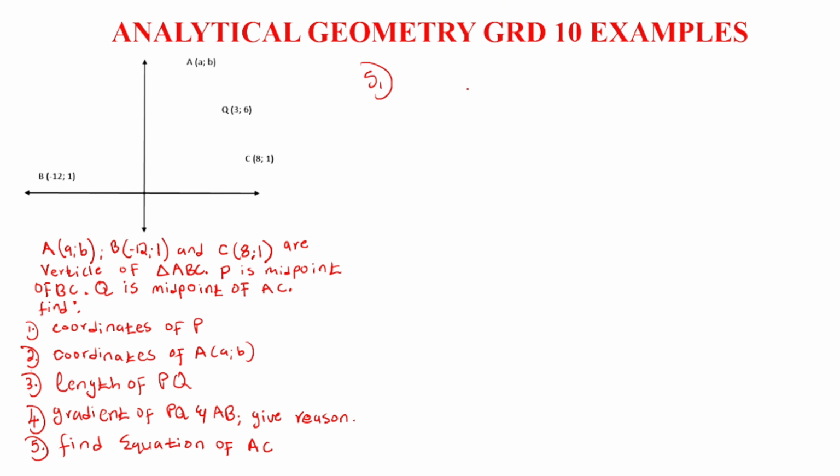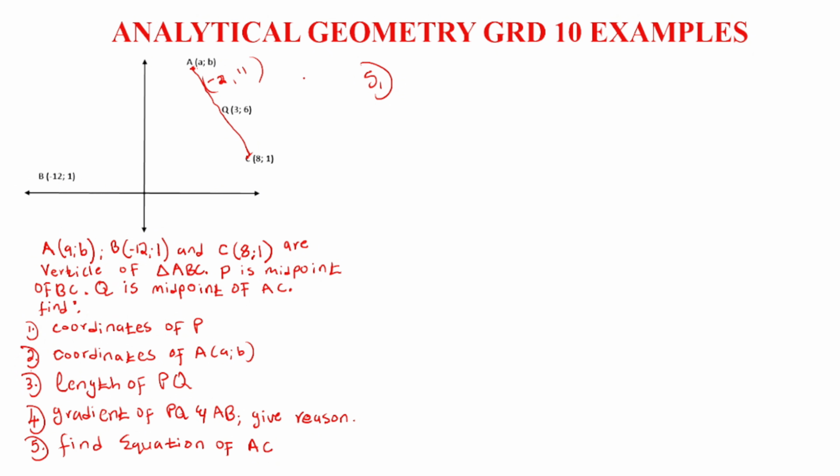Number 5 says find the equation of AC. So this is the line here, AC. We need to find this equation. We know the coordinates of A. We said the coordinates of A are (-2; 11). So these are the original coordinates of A, which we calculated previously.